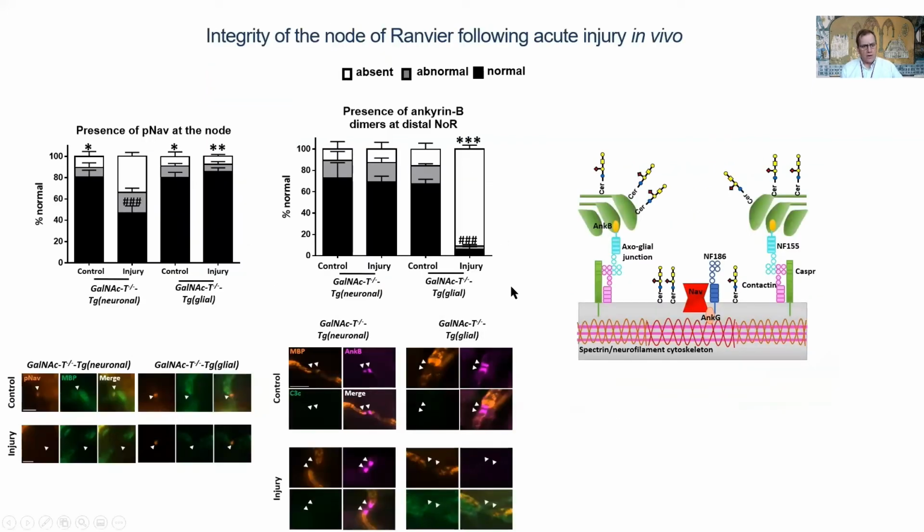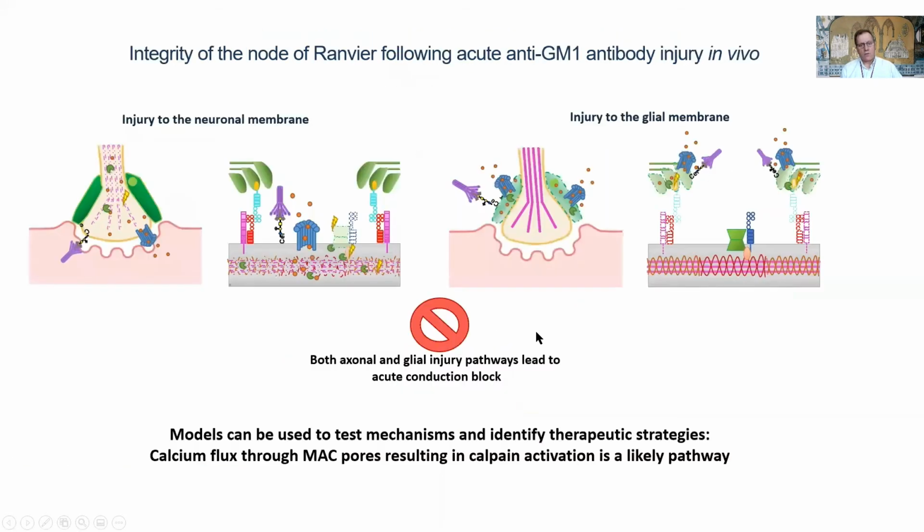Now, if we move to the node of Ranvier, we see a rather similar situation, and I've just picked out two targets. I picked out the sodium channel, which is obviously on the axonal membrane, and ankyrin B, which is a cytoskeletal protein in the cytoplasmic loops of the Schwann cells. And you can see that the neuronal mouse targets the sodium channel, which is not affected in the glial mouse over this time point, and the glial mouse targets the paranodal loop here with destruction of ankyrin B, which is preserved in the neuronal mouse. And so we can use these mice to start to dissect out targeting of different membranes and understand the pathological and clinical consequences of this.